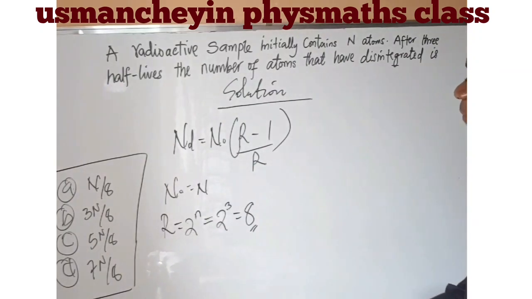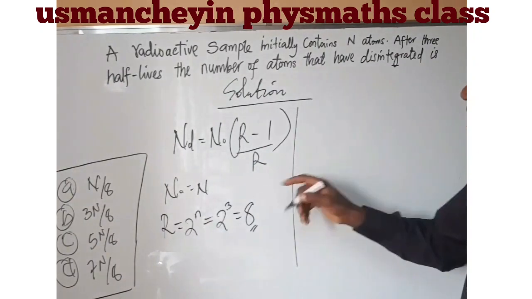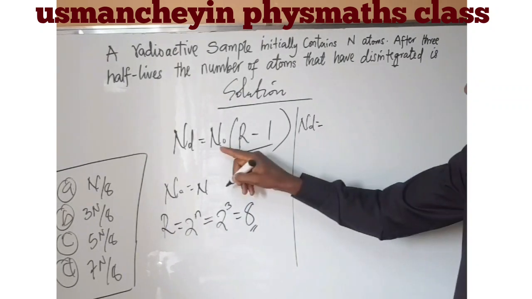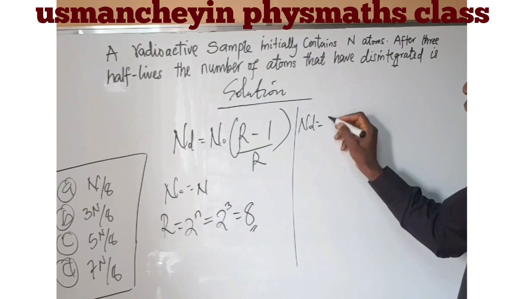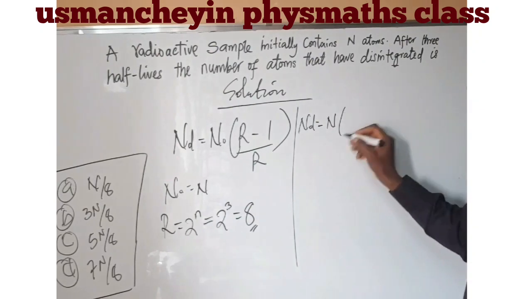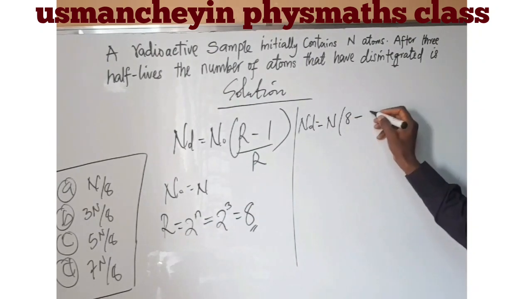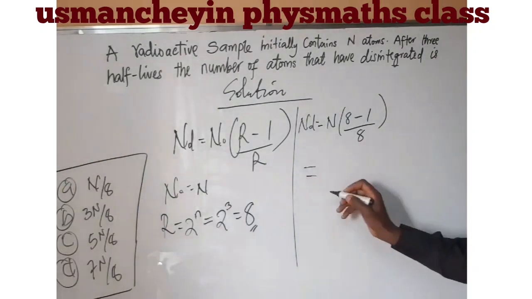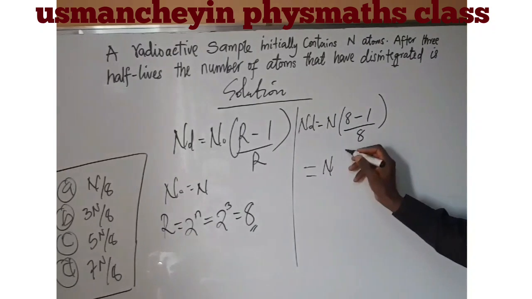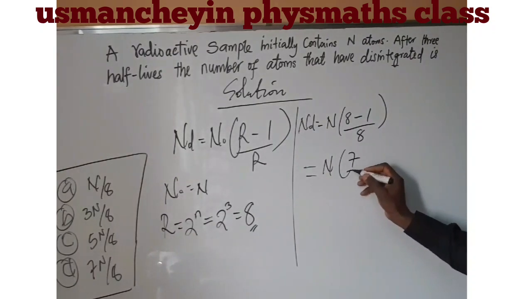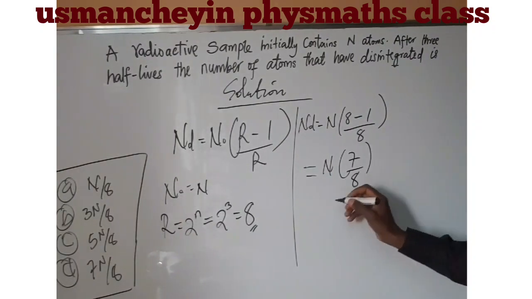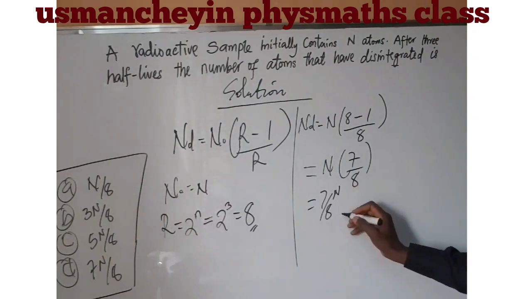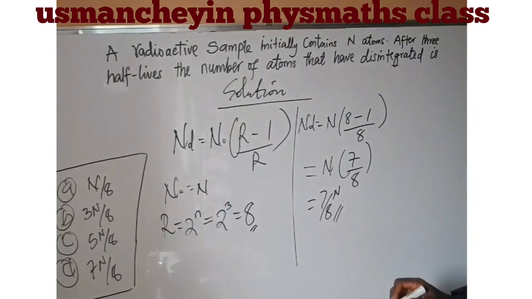And if that is the fact, then we'll just come down to this side and substitute it straight. Our N_D will be equal to, instead of N naught, we have N only. Then open bracket, we have 8 minus 1, close the bracket, all over 8. So from there, we have N into 7 all over 8, and this is equal to 7 over 8 N. And this is going to be our answer.